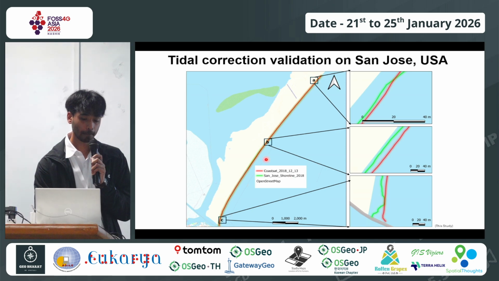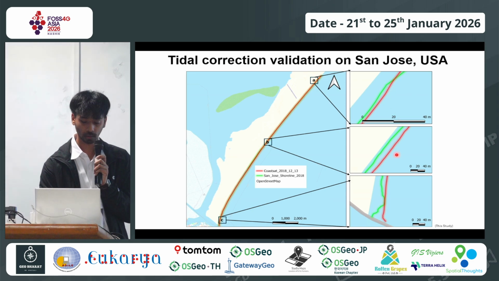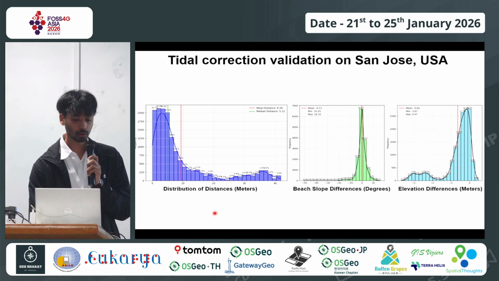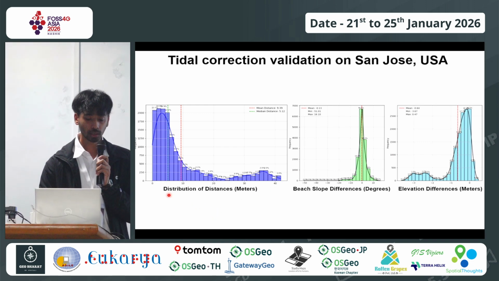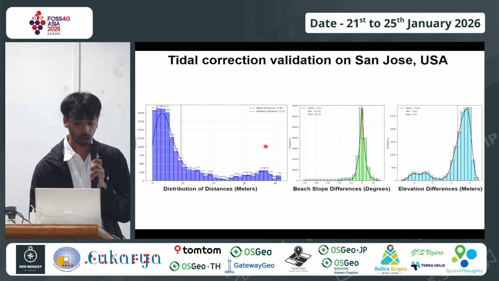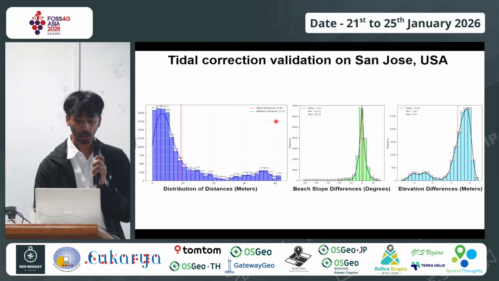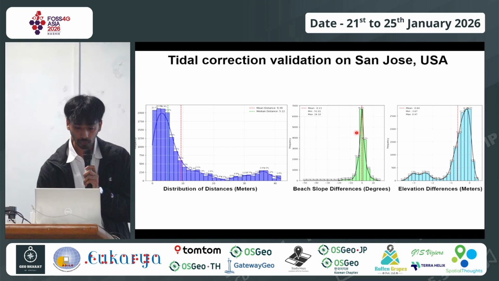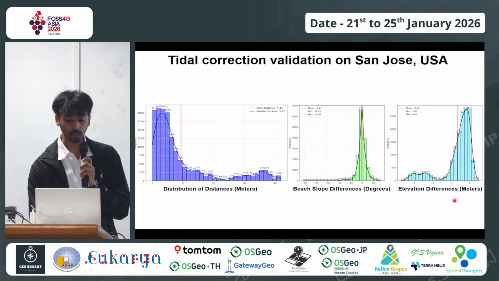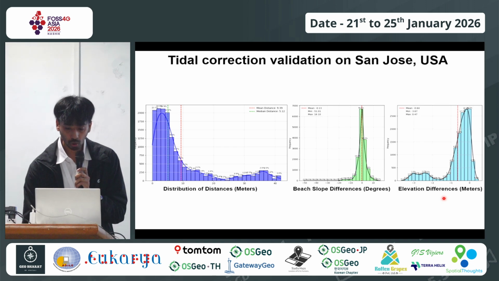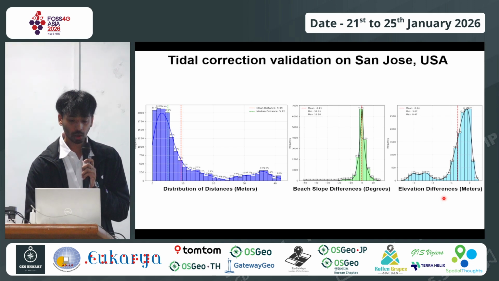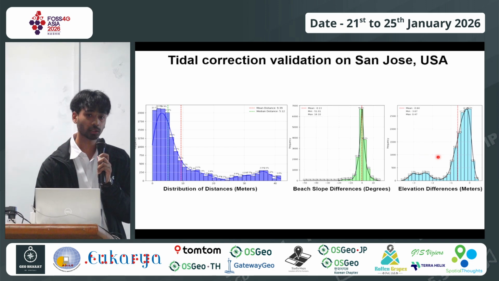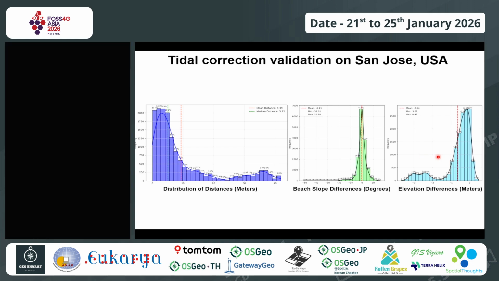Now, if you look at A, B, C, it shows how close those shorelines are or how far they are from each other. I've compared this using 3 different metrics. First is the distribution of distance between the tidally corrected and non-tidally corrected shoreline, which shows a mean distance of around 9 meters. The second one is the beach slope difference, which shows a mean difference of 0.13 degrees. And the third one is the elevation difference between both of these shorelines, which is almost around minus 0.64 meters. So this shows that the tidal correction which was performed is of good quality.